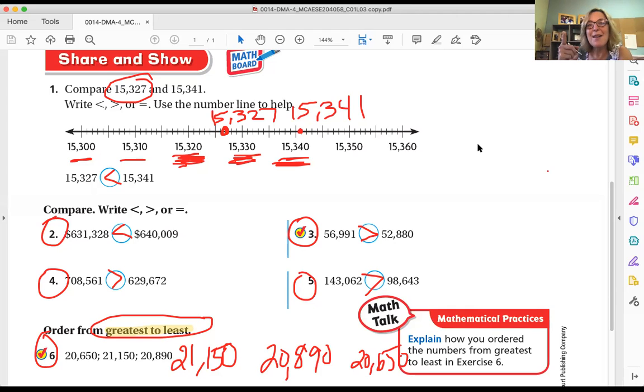Now, I wonder how many people got fooled on number 6 because it says to order from greatest to least. That means we want to start with the largest number and work our way to the smallest number. So we should have written the 21,150 first, then 20,890, and then 20,650.